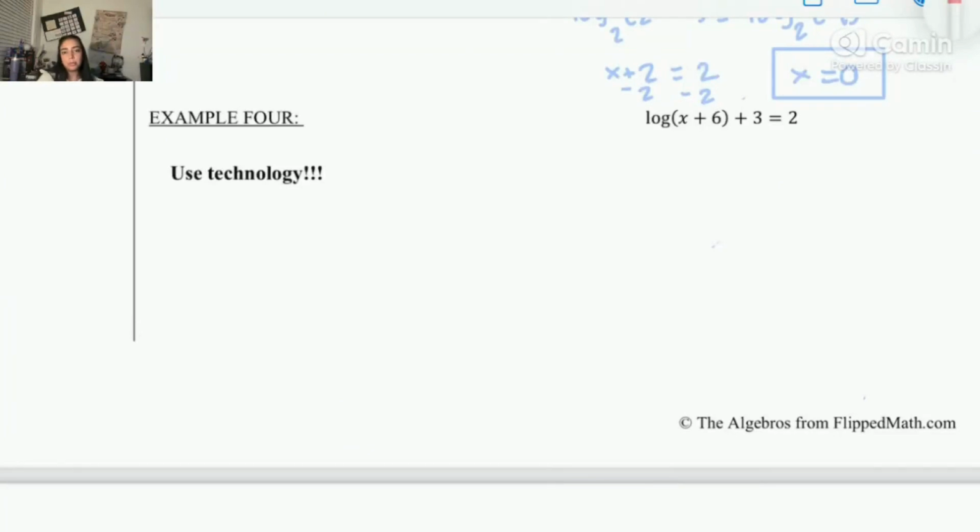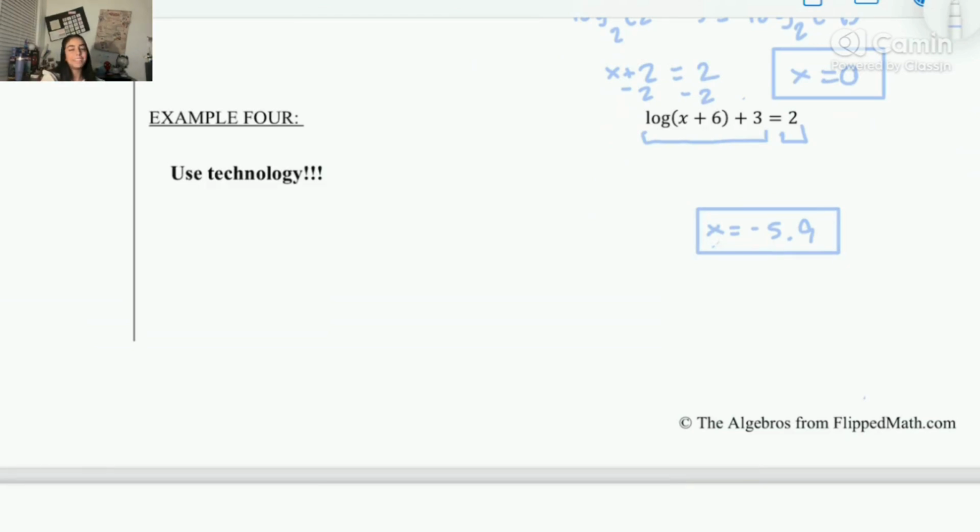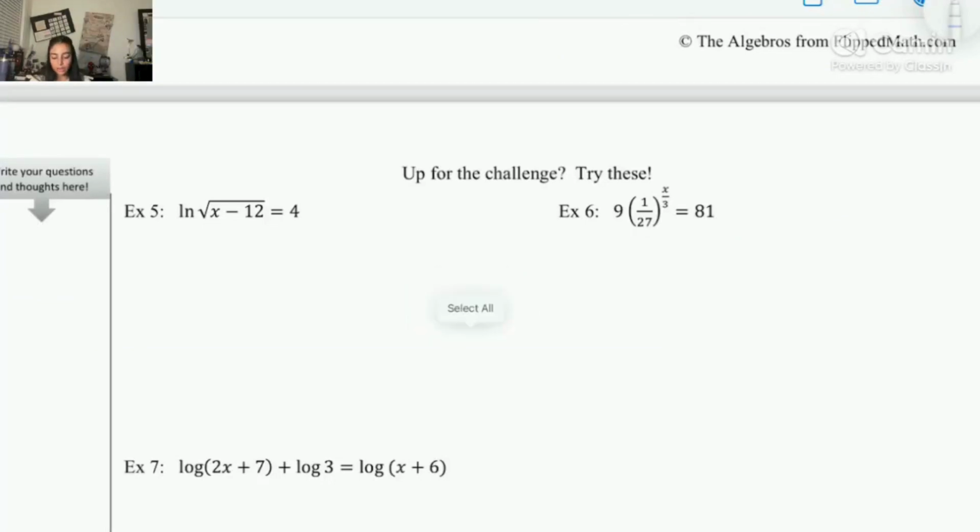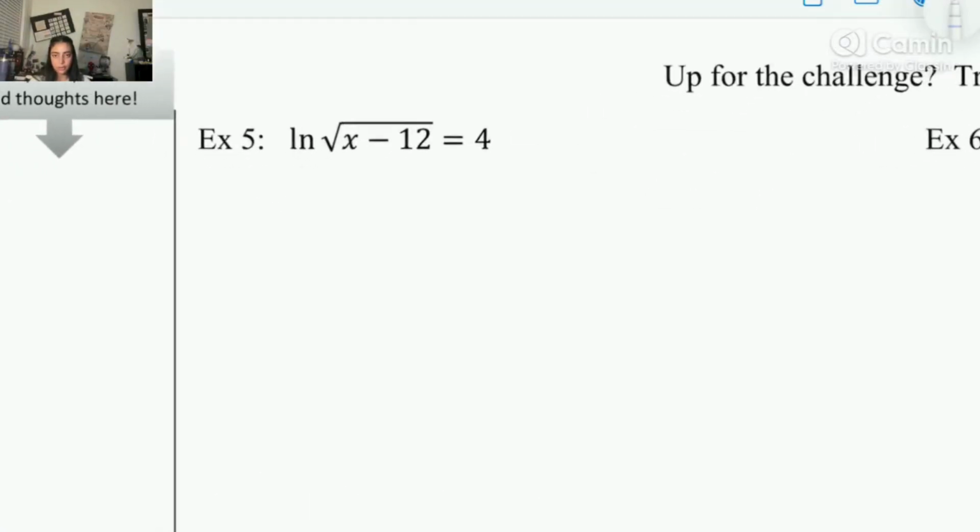Okay, now for this next problem, it's kind of hard for me to show you, but you just want to plug in this as a function in your equation, and this as a point, and you're just going to check where they intersect, and it'll be at x equals negative 5.9. But that's your answer. That one doesn't take much effort, as long as you know how to use your calculator, which I don't.